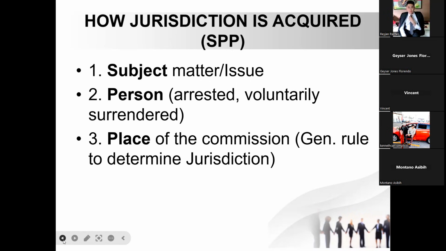Kasi kapag kinuha yan ng MTC, class, ibig sabihin, papasok yung tinatawag na lack of jurisdiction. Ang lack of jurisdiction, class, it will be tantamount to the dismissal of the case. Ibig sabihin, pwedeng ma-dismiss ang kaso. Hindi pwedeng i-hearing yan ng MTC or ng RTC kung wala siyang karapatan, kung wala siyang jurisdiction sa naturang krimen. Okay, so I hope it's the subject matter, person, and place of the commission of the offense.